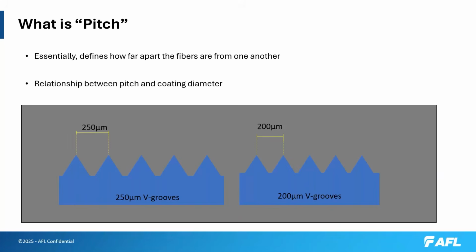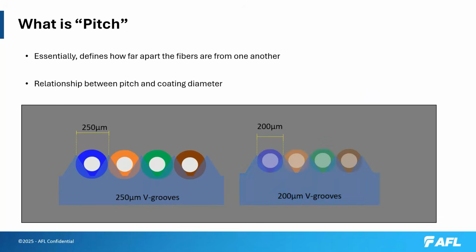From peak to peak, as you can see, 250 micron coated fiber will lay into those grooves. You'll notice that the coating edges are touching each other between the orange and blue fiber. And the same goes for 200 micron coated fiber. You'll notice the coating is touching. In both cases, the fiber is 125 micron cladding. That is the material that is sitting into the V groove.